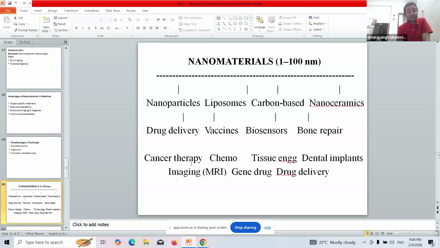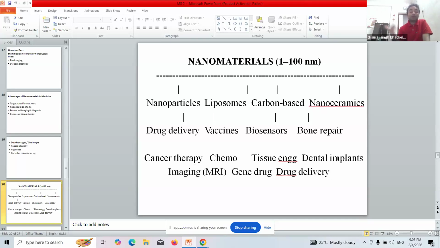Next is cancer therapy. Nanoparticles are generally used for cancer therapy also, for specific action, like nanomedicine destroying the cancer cell rather than other somatic cells. So this is the specific action of nanomedicine in cancer therapy. Liposomes are also used for chemo purposes. Carbon based biosensors are also used for tissue engineering, and nanoceramics also for dental implantation.